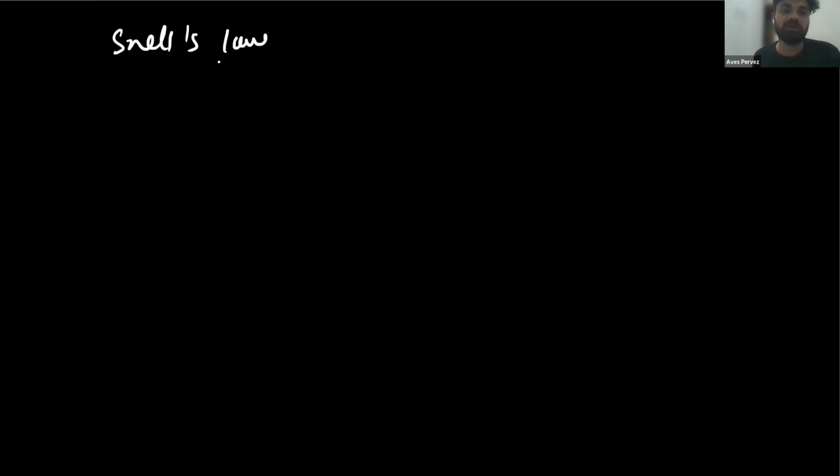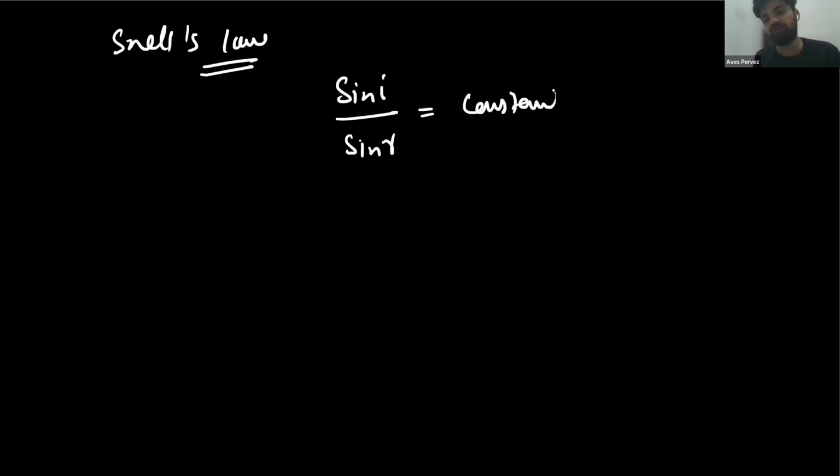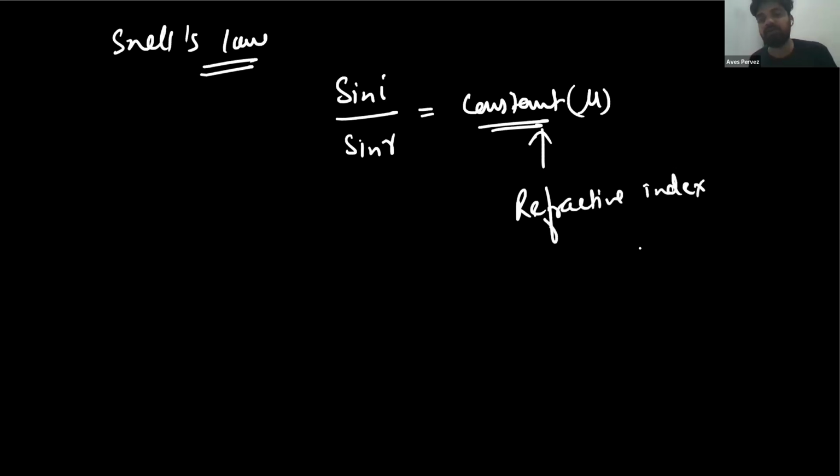Let me explain you one thing. The second law of refraction is very important. That is called Snell's law. We need to understand here that sine i by sine r is constant. That is equal to mu, and we call it the refractive index.